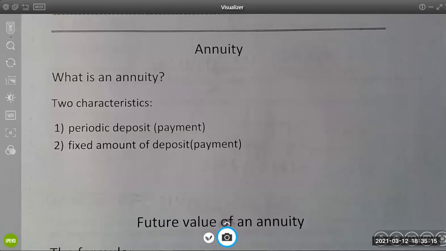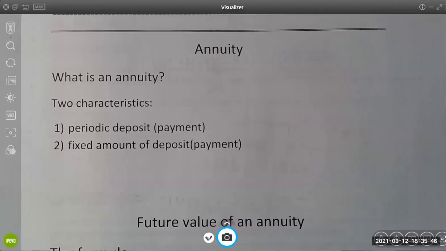First, no matter whether you have a deposit, payment, or withdrawal, as long as it is periodic, it's not a one-time thing. You have to do it repeatedly. And secondly, the amount of your deposit or withdrawal has to be fixed, the same amount all the time. So periodic, repeating, and fixed amount. If you have these two characteristics, that is an annuity.